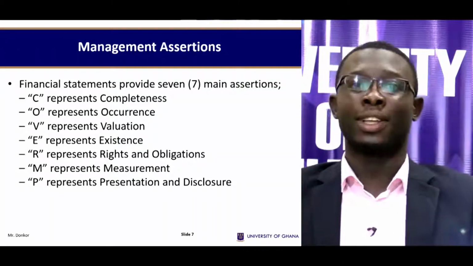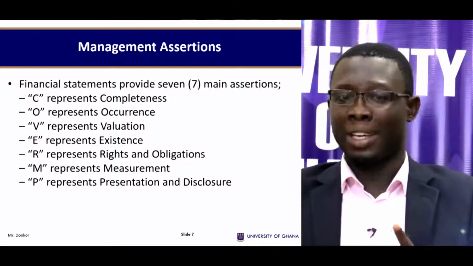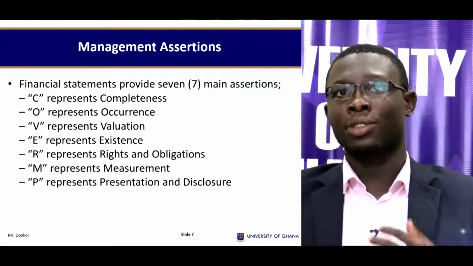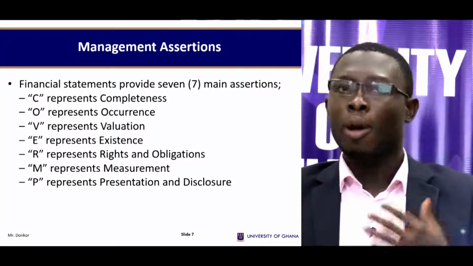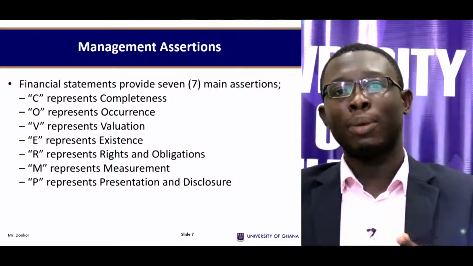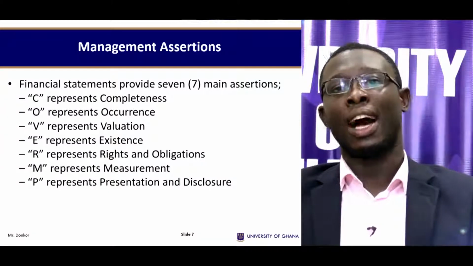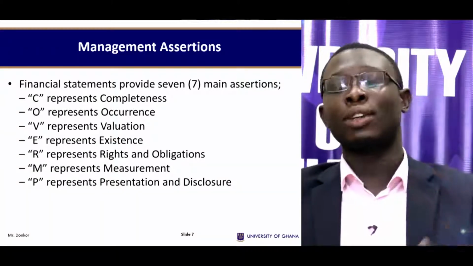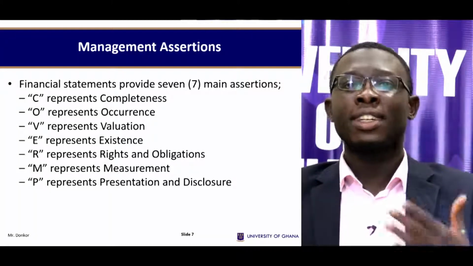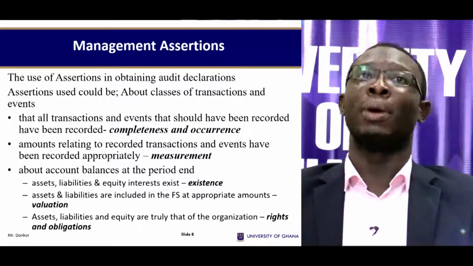The 7 assertions that we identified earlier on in session 1 cover them. Yes, you remember now: completeness, occurrence, valuation, existence, rights and obligations, measurement, presentation and disclosure. We said that the financial statements prepared by management are making these assertions. Therefore, the opinion auditors are going to issue is either to confirm these assertions or not. And therefore, auditors need to gather evidence. And evidence is what we are looking at this moment.